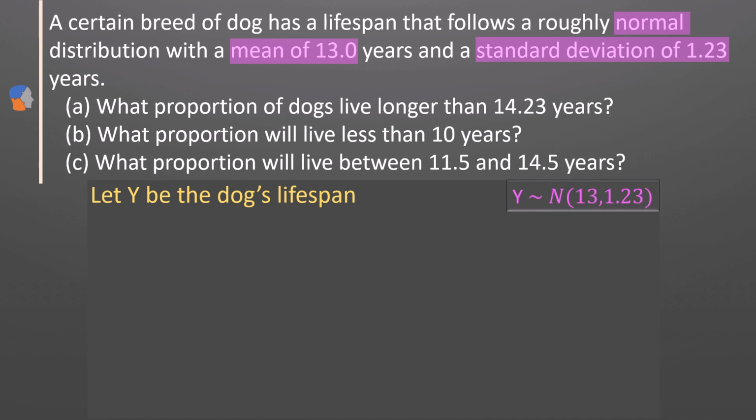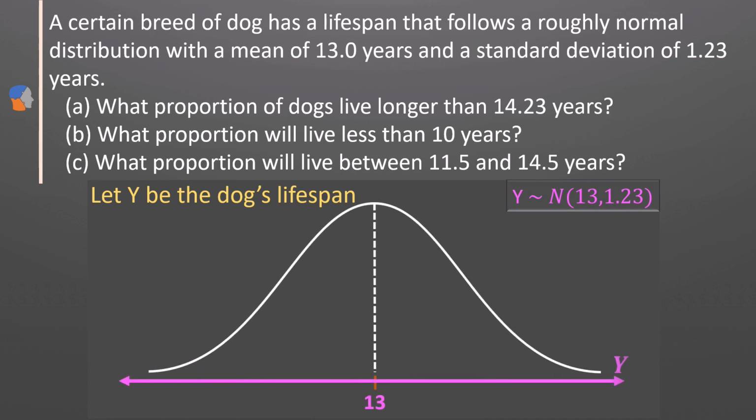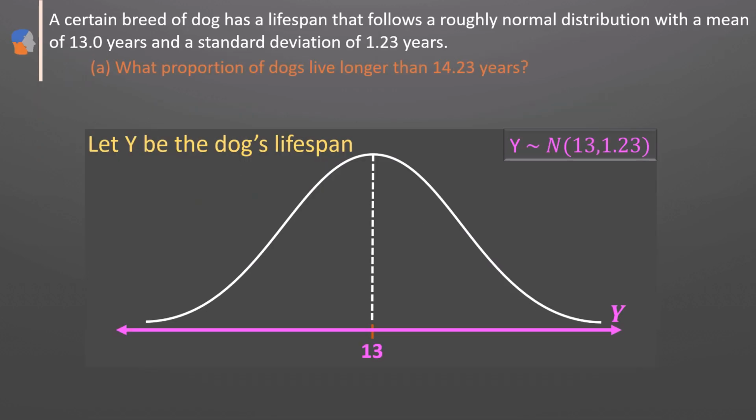Then let me consider the density curve of the example. Mean is 13. Therefore, this density curve is symmetric around 13. Now we know the given information. Now go to part A. What proportion of dogs live longer than 14.23 years?